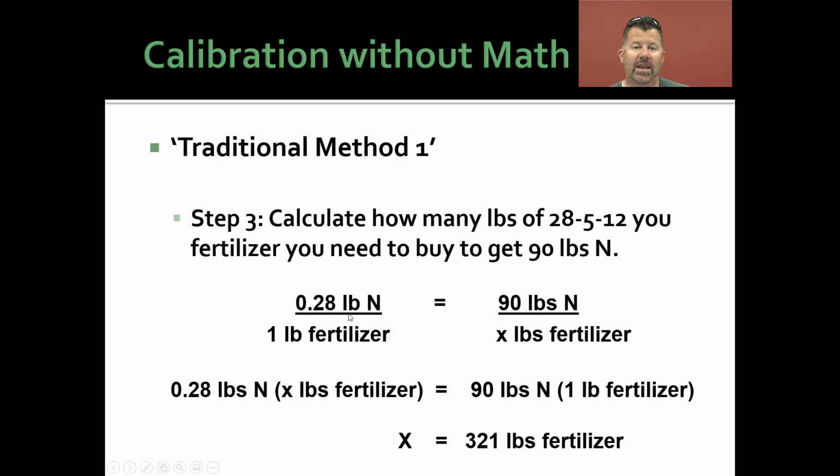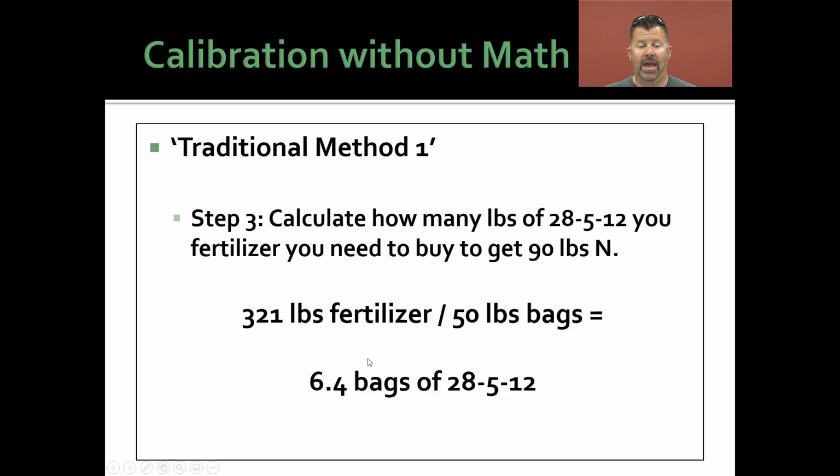Step 3, calculate how many bags of 28-5-12 you need to buy to get that 90 pounds of nitrogen. So we have the 28%. Remember, we have our 28 right here. So we're going to put 0.28 over the 1 pound of fertilizer equals 90 pounds divided by X pounds of fertilizer. Cross multiply again. So 0.28 times X pounds of fertilizer equals 1 times 90. So we have 0.28 X equals 90 pounds. We have our X over here. So X is equivalent to 321 pounds of fertilizer.